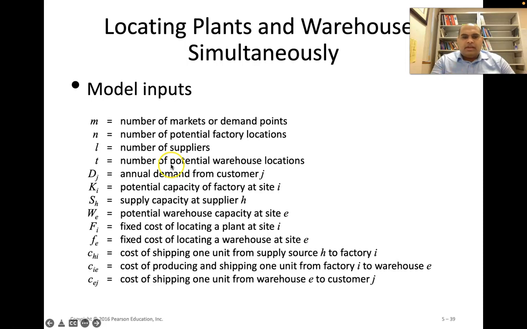Some of this is technical. So the important things to remember is that we assume that demand at the market locations is known. We know the potential capacity of each of the plants. And we also know the potential capacity of each of the warehouses. So we are assuming that warehouses don't have infinite capacity. Warehouses also have limited capacity, and we know what those limited capacities are. We know the fixed costs of opening and running the plants and the warehouses. And of course, we know the cost of transportation and manufacturing, if that is included in the problem. All the variable costs are also known.